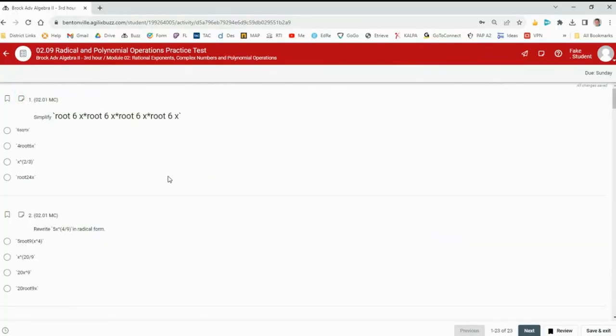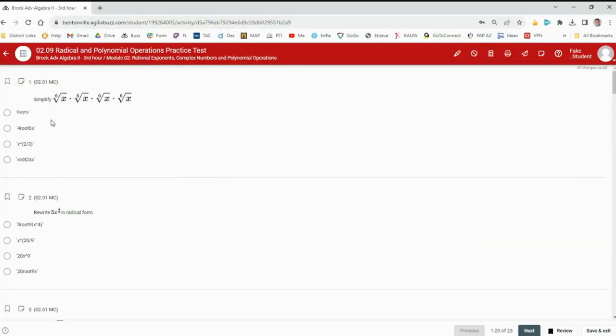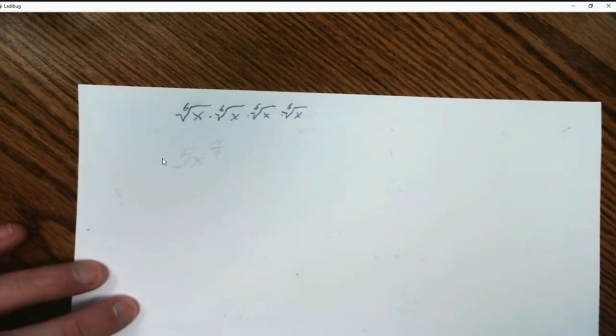All right, I'm going to take the 2.09 practice test for radical and polynomial operations. So here we go. Okay, let's look at question number 1 here. Simplify the sixth root of x times the sixth root of x times the sixth root of x times the sixth root of x. They give us 4 choices, but let's go through and take a look at that. I've written it down here on paper.